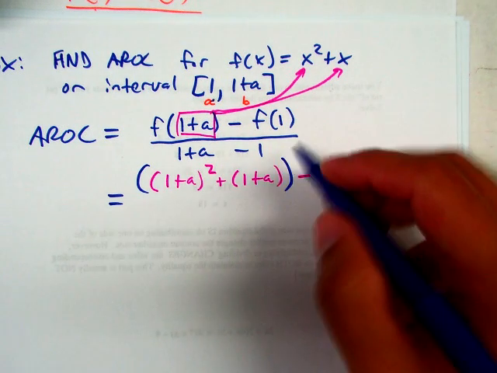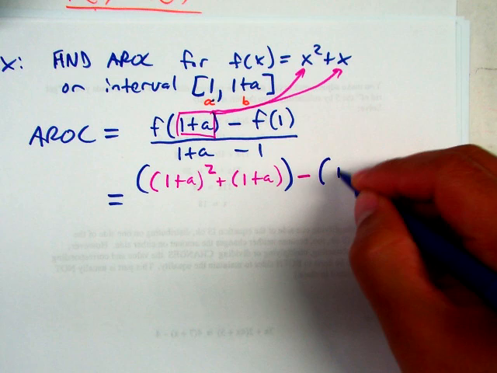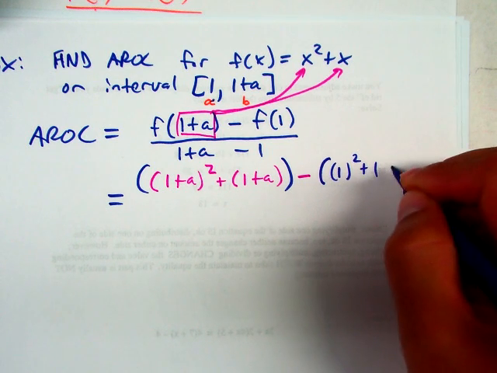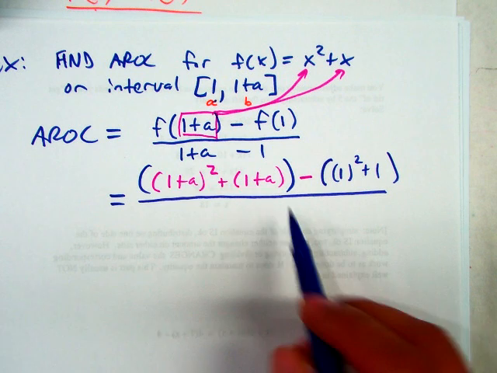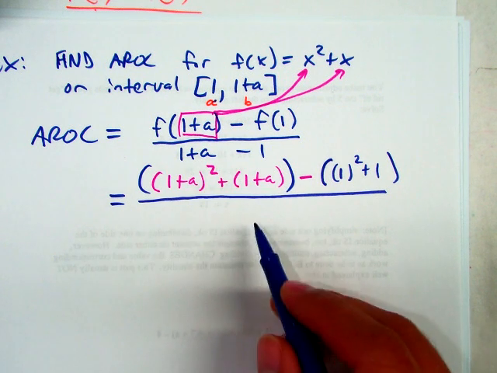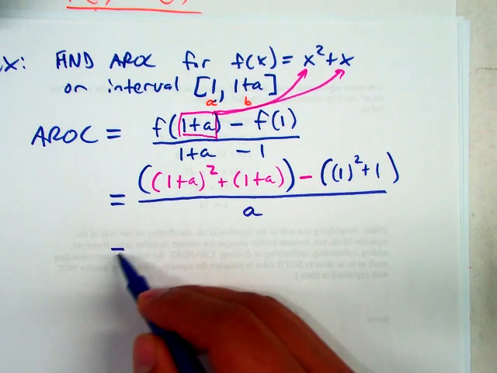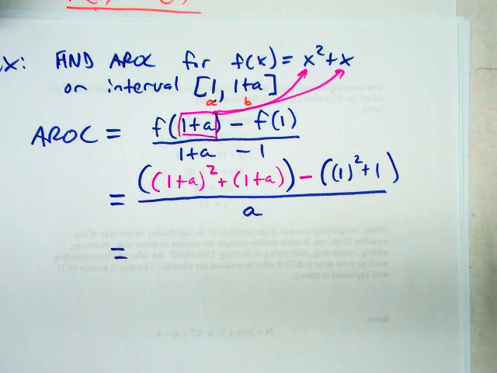So now we plug in 1. We do 1 squared plus 1. Somebody said 2 already. That is correct. What happens on the denominator? You just get a. Very good. So now we're going to clean things up as much as we can.